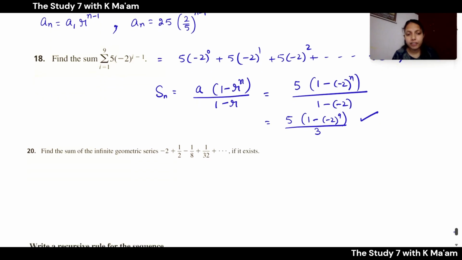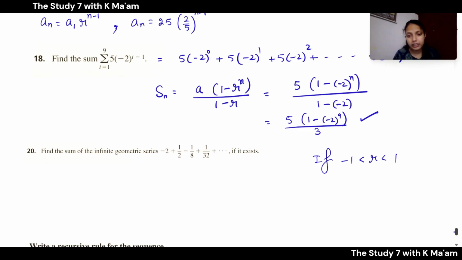Then it says find the sum of the infinite geometric series, if it exists. We can find an infinite sum only if it exists. And how do we check if it exists? If the geometric sequence has a common ratio between -1 and 1, only then does it exist.